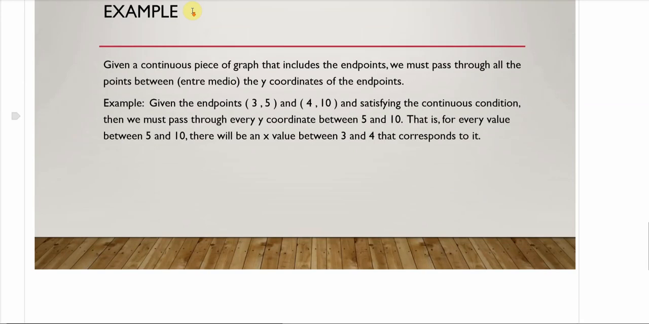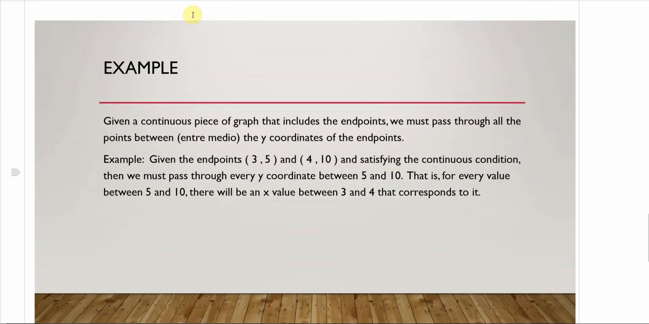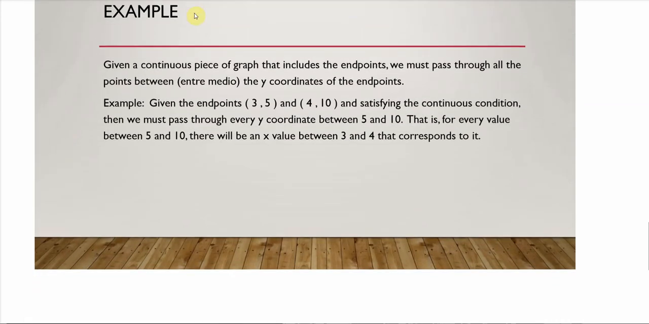So let's go ahead and look at this. Given the endpoints (3, 5) and (4, 10), satisfying the continuous condition, we have to pass through every single y coordinate between 5 and 10. That is, for every y value between 5 and 10, there will be an x value between 3 and 4 that corresponds to it. That's all it's saying.